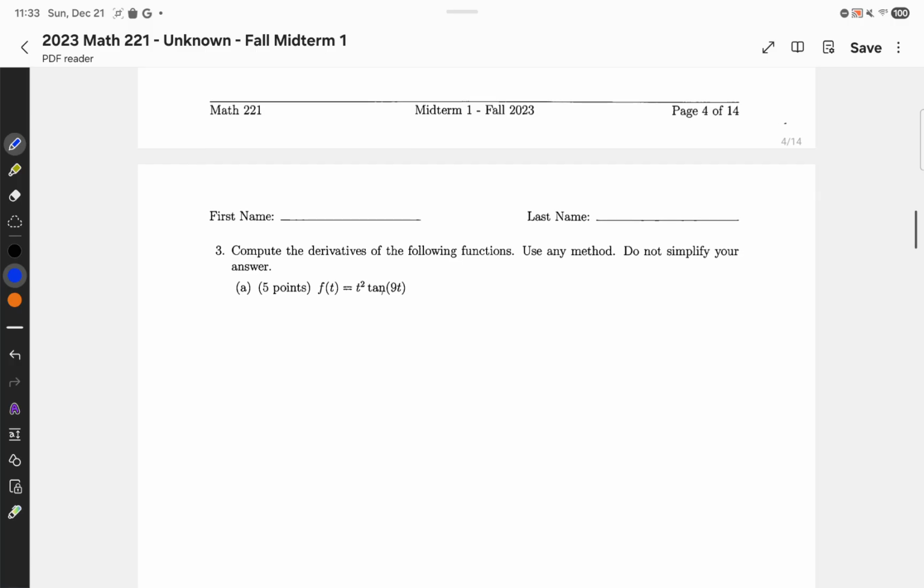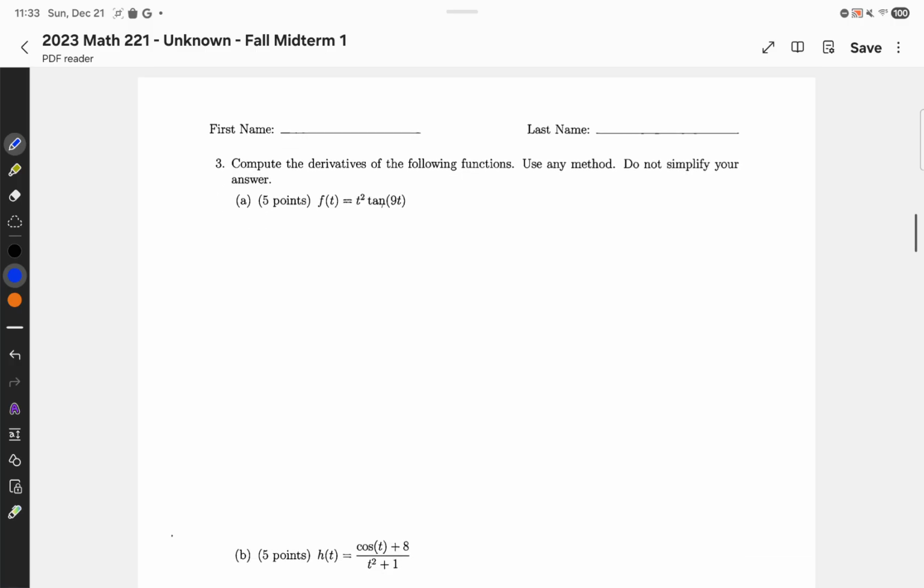So, moving on to question 3, we're going to have to compute the derivatives of the following functions, use any method, and do not simplify your answer. So, to get started, we have f of t is equal to t squared times tangent of 9t. And so because this is two functions multiplied, we're going to want to use the product rule, which I'll just write out over here.